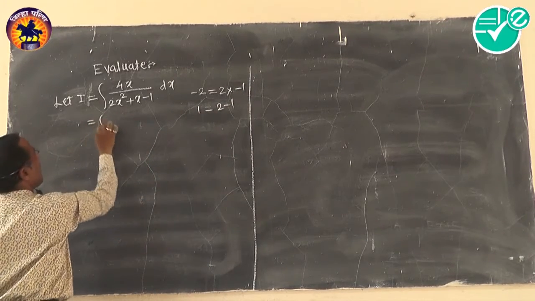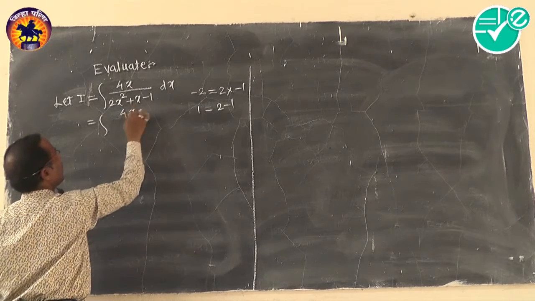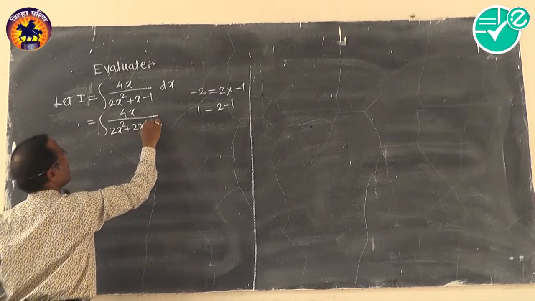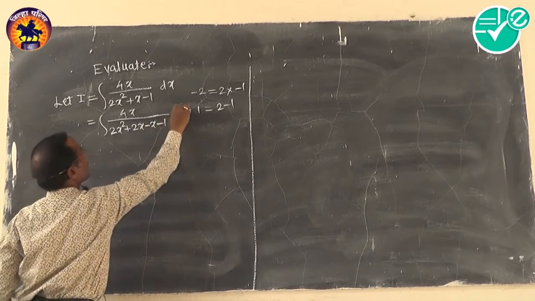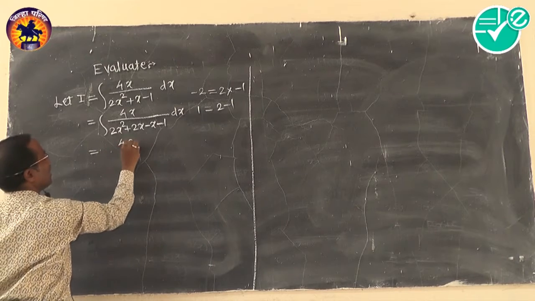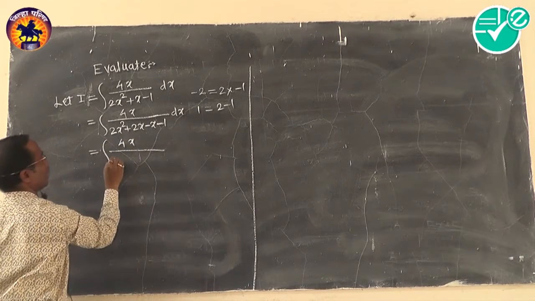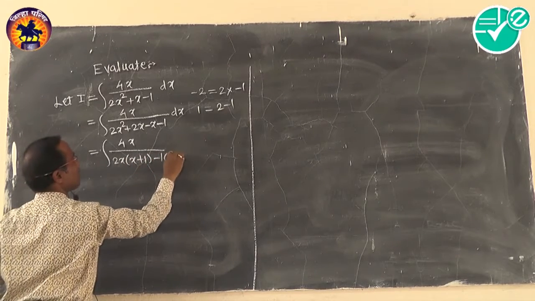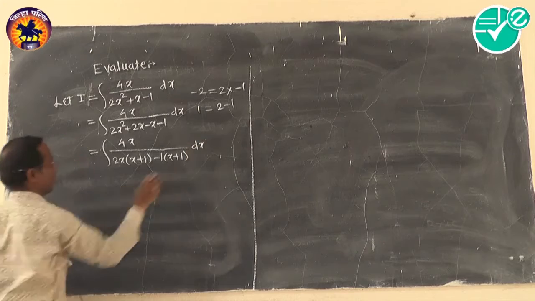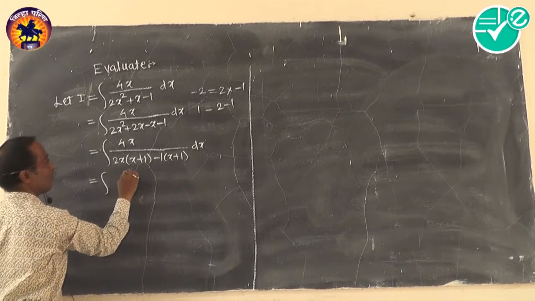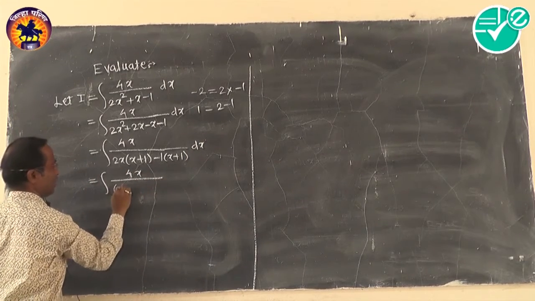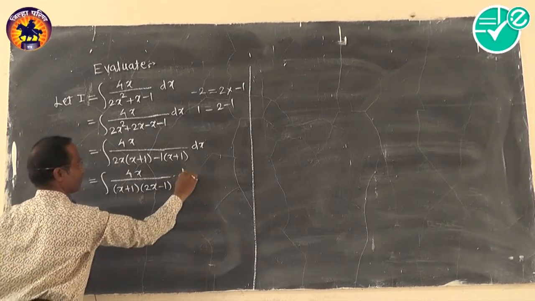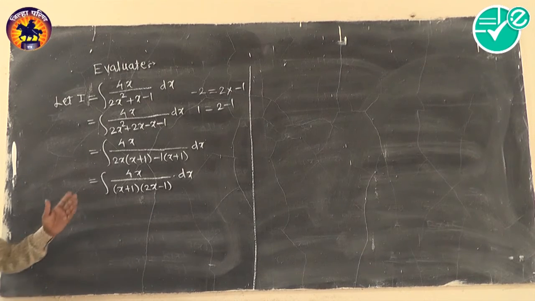So this can be written as integral of 4x upon 2x square plus 2x minus x minus 1 dx. Now this can be written as integral of 4x upon 2x into (x plus 1) minus 1 into (x plus 1) dx. Now this can be written as integral of 4x upon (x plus 1) into (2x minus 1) dx. Now this is in the first form.